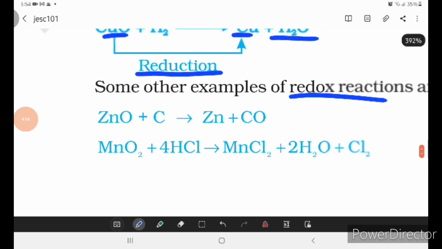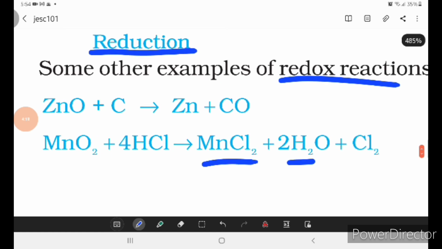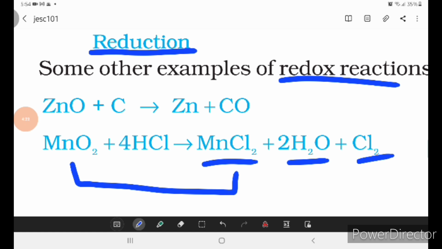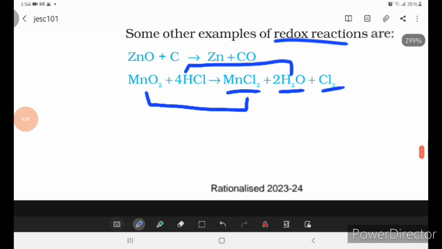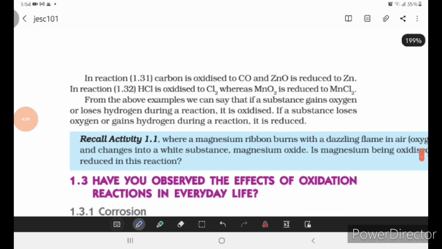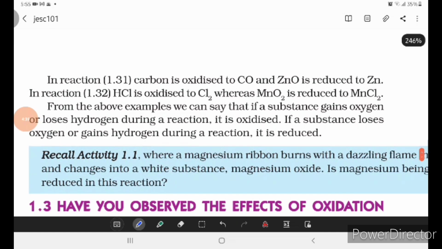Now MnO2 plus 4HCl gives rise to MnCl2 plus 2H2O plus Cl2. Now here manganese lost its oxygen, that means it got reduced, and hydrogen gained oxygen, that is it got oxidized. So it is an example of a redox reaction. In reaction 1.31, carbon is oxidized to CO and ZnO is reduced to Zn. In reaction 1.32, HCl is oxidized to Cl2 whereas MnO2 is reduced to MnCl2.